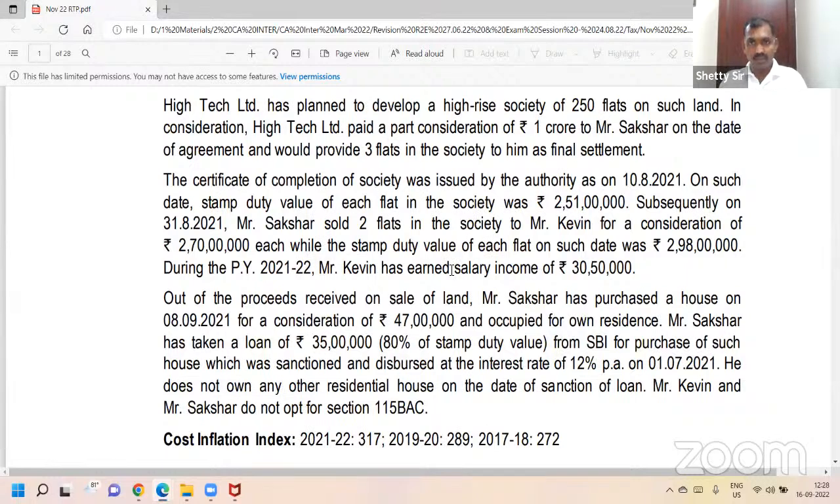Assuming an exam question comes, if you write the theory and you know this is the exam, you can use the same wordings. But it should not own any other residential house property. It is for acquisition of own residence, and the stamp value should not exceed 45 lakh on the date of sanction of the loan. Agreed?